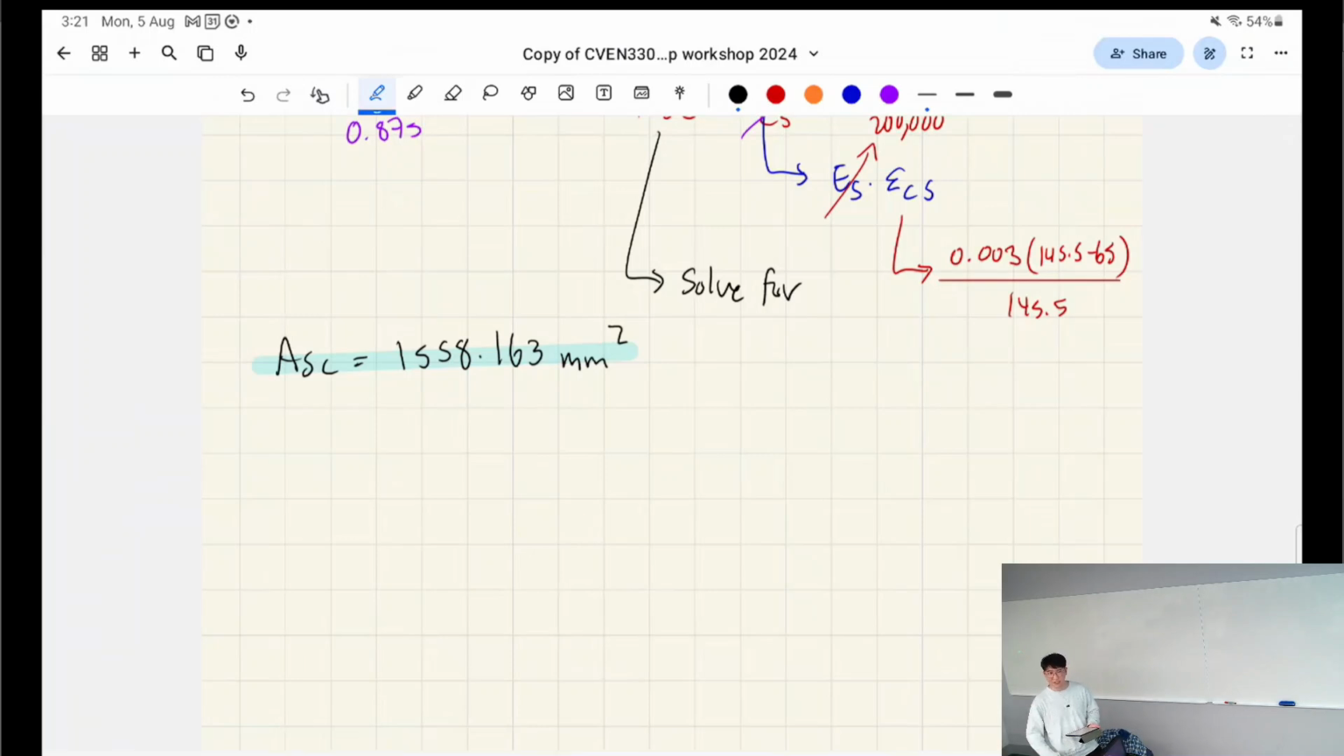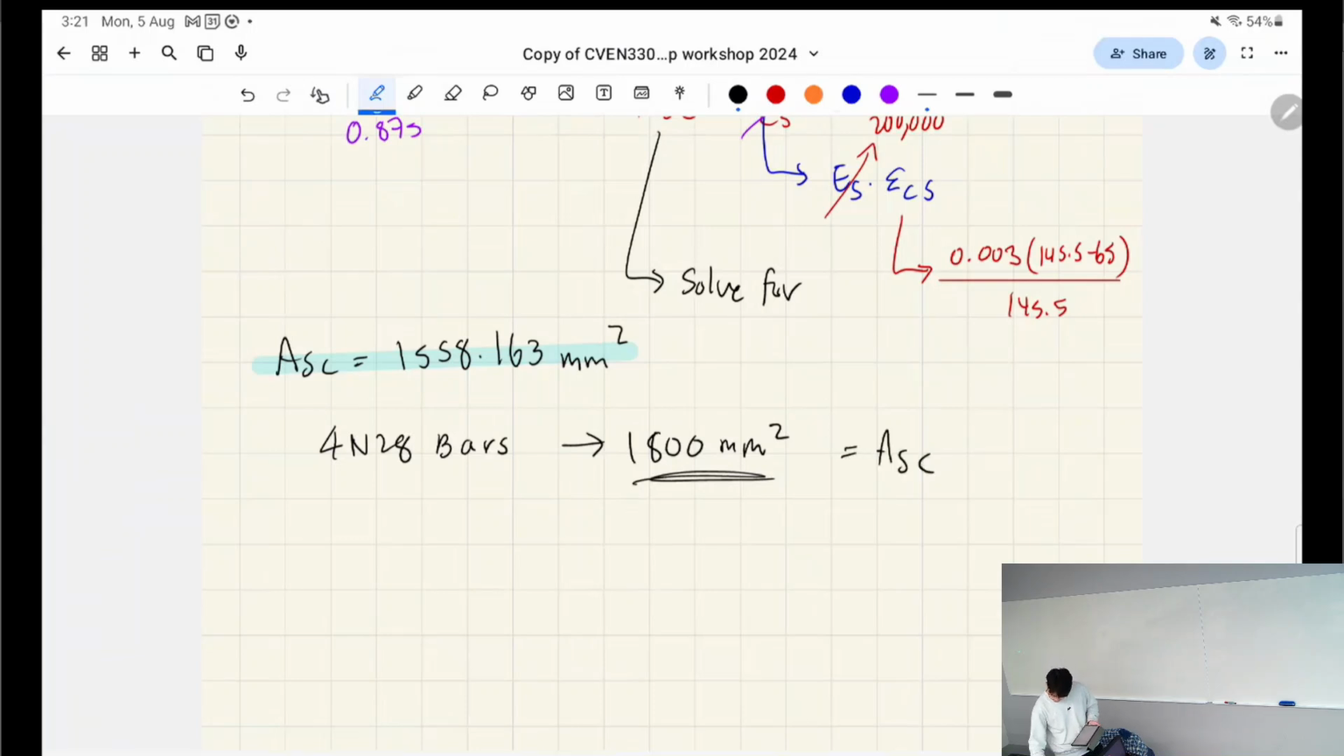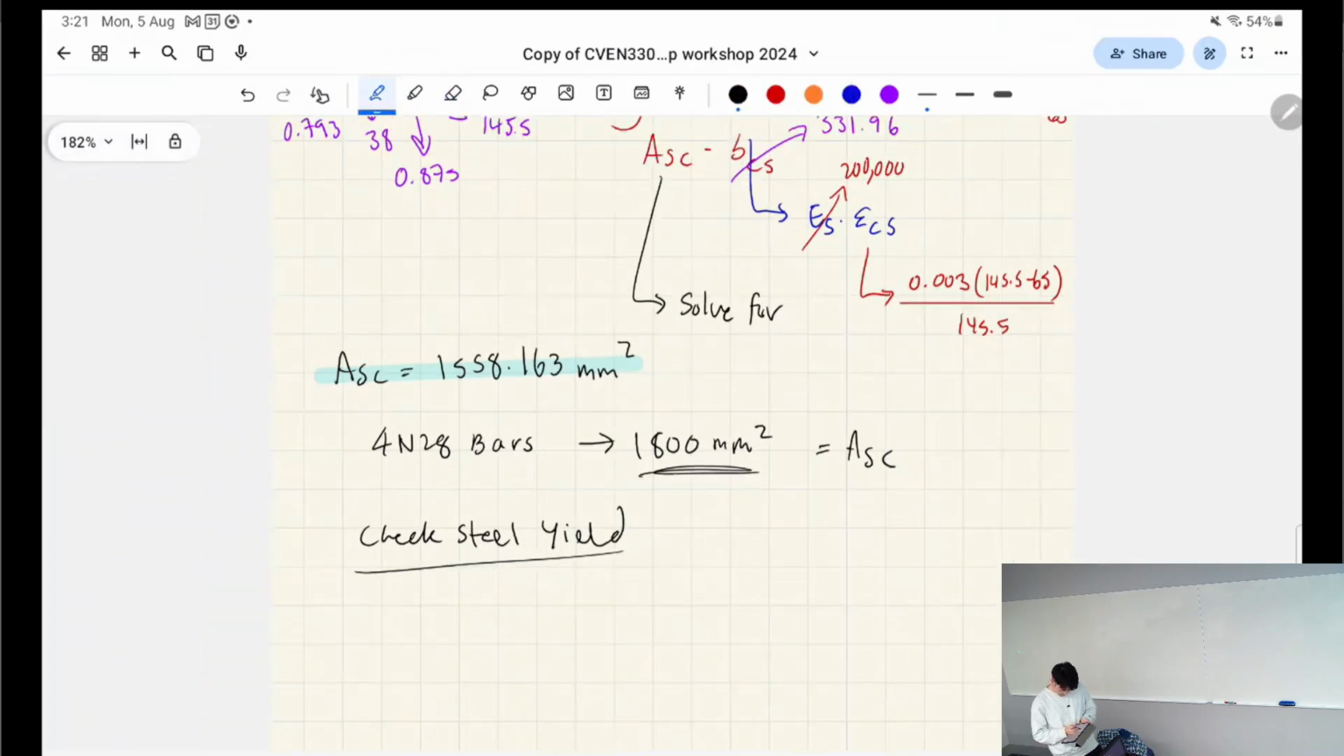Because you have more compressive steel, it's going to shift the neutral axis up more, it's going to make it more ductile, right? So if we use 4 N28 bars, it's going to give us 1,800 millimeters squared, right? So that much compressive steel area, right? Last, we have to check for our steel yield. Okay, so check steel yield. That's literally just a matter of copying this line.